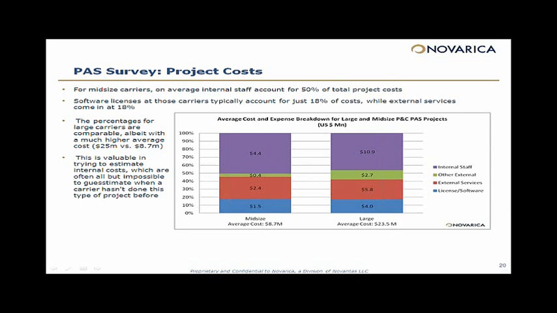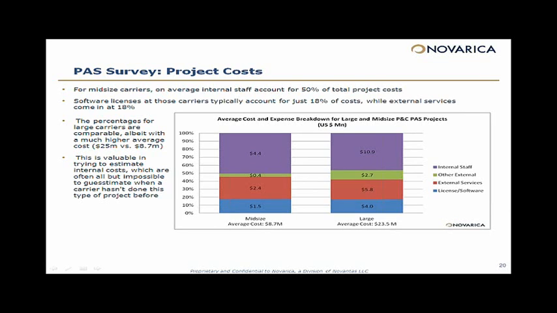Another interesting metric that we assessed during this assessment really was project costs. It's great to get a detailed breakdown of average costs and expense within these projects and average costs that mid-size and large carriers are experiencing. In this research, we found that the average cost for a policy admin replacement project for a mid-size organization was reported to be $8.7 million. That's internal and external cost included.